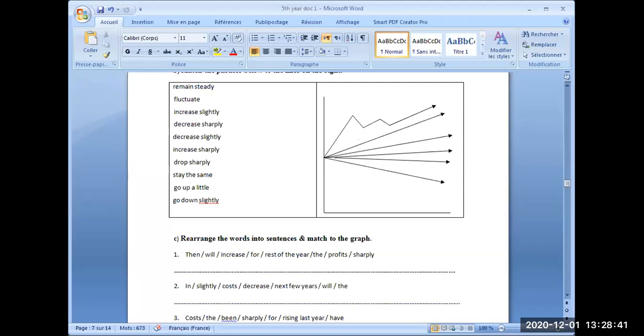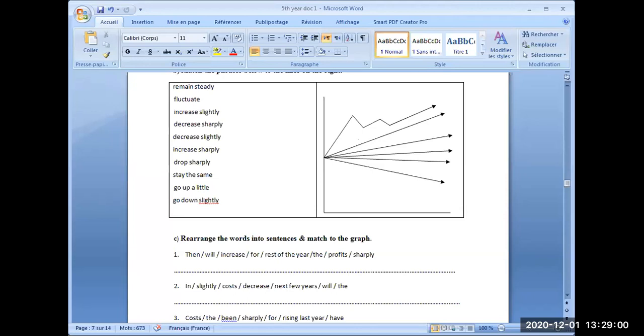Okay, so line one, which verb goes with line one? Fluctuate. Yes, good. Fluctuate. Correct.